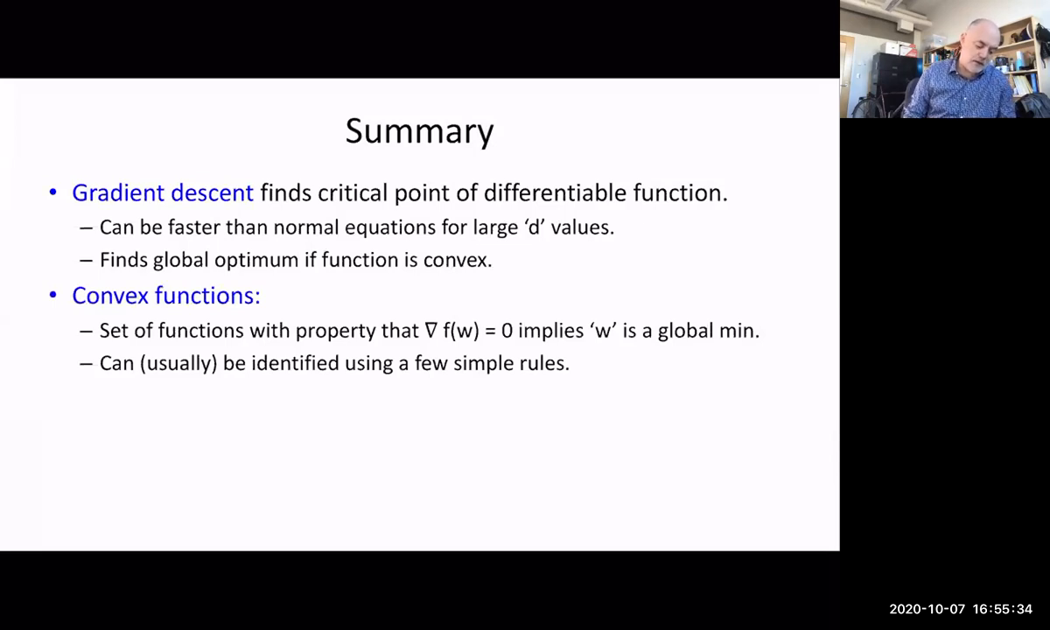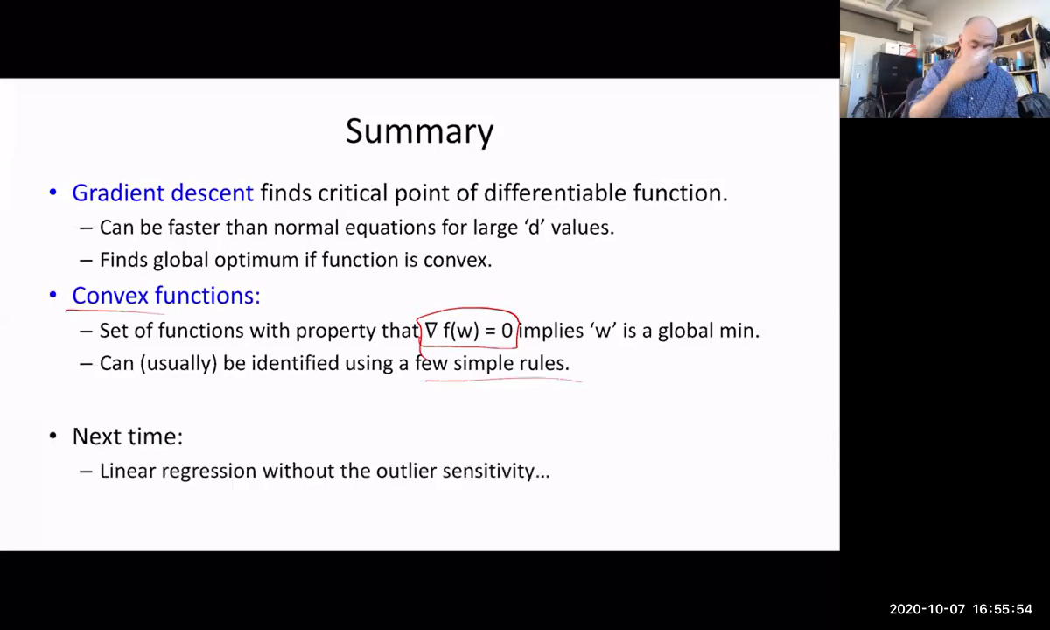Convex functions are a set of functions with the property that the critical point, where the gradient is equal to 0, implies that W is a global minimum. And identifying what is or is not a convex function can usually be done using a few simple rules and basically back compiling the expression. And next time we'll do a linear expression without outlier sensitivity.